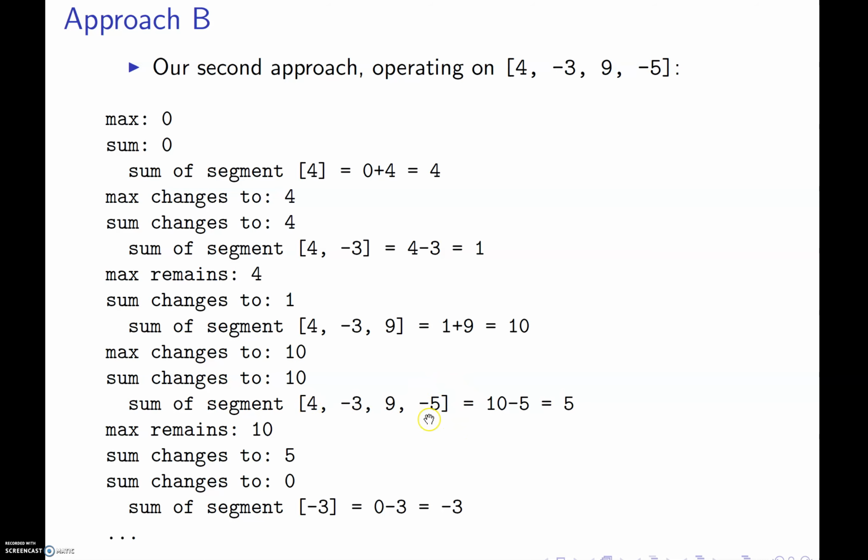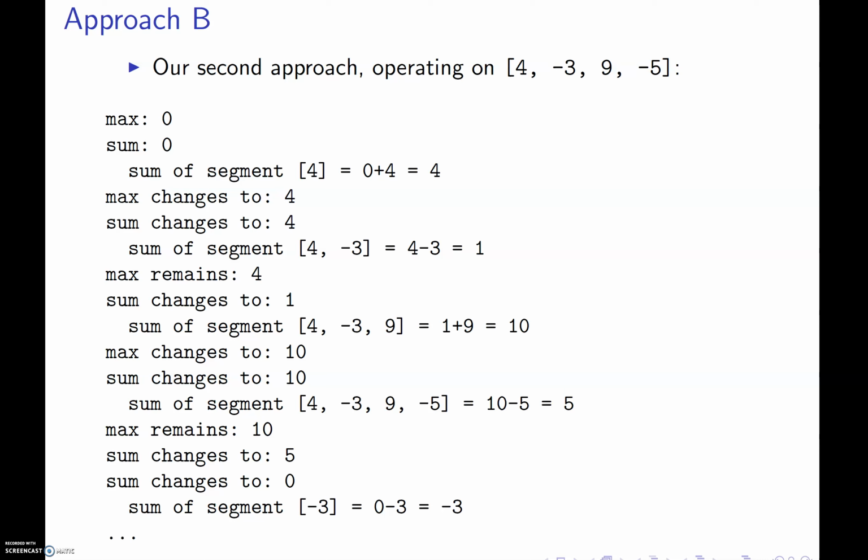Now we take the very last element in our list. So we take our previous sum plus our next element in line, and now we get 5. So the sum changes to 5 here, but the max is going to remain at 10. Now we're starting over, so our sum gets reinitialized to 0. So I shouldn't say we start over on a new list. We start over with a new lower value.